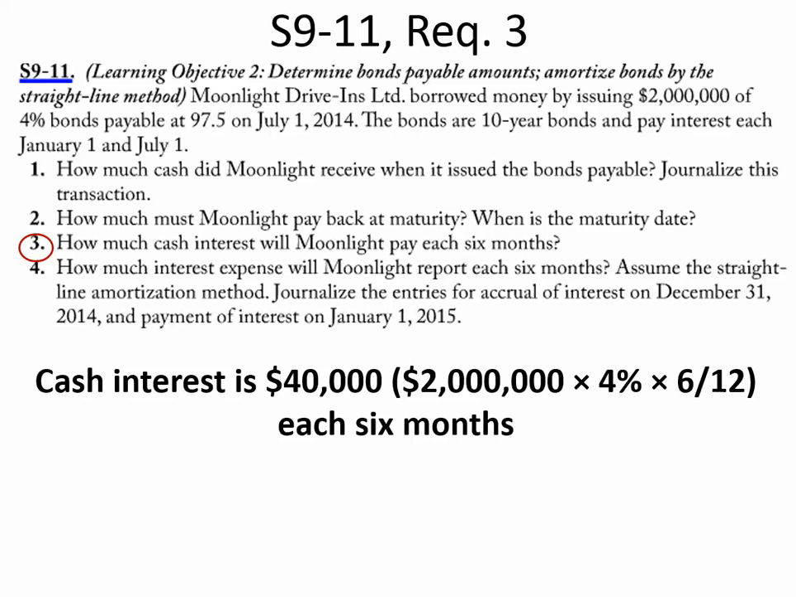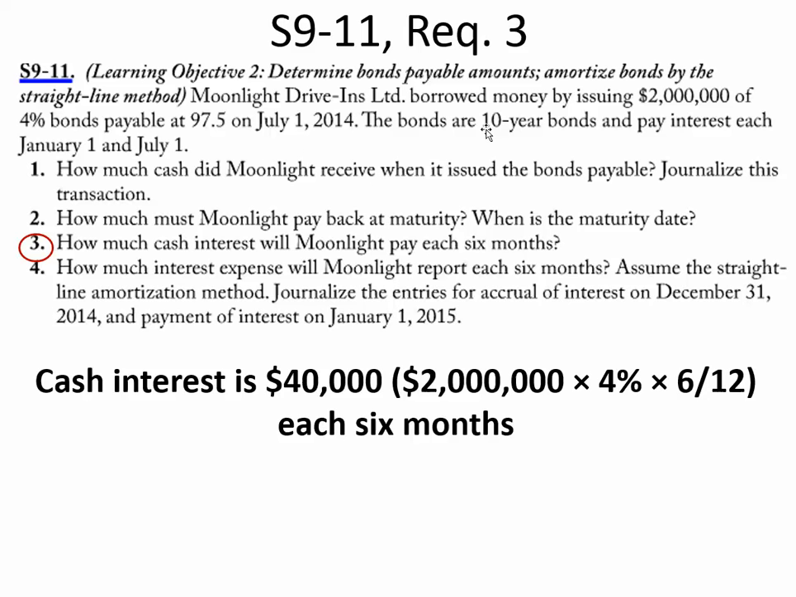Okay, and then finally, number 4. And number 4 is probably the most challenging part of this exercise, but it's still not bad. How much interest expense will Moonlight report each 6 months? Assume straight line amortization method. Okay, so interest expense is going to be composed of 2 components. The first one is the cash interest. This is this $40,000 here. The second one is the discount.